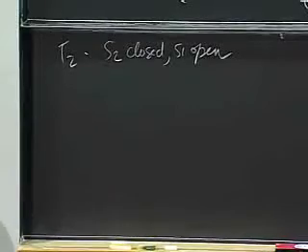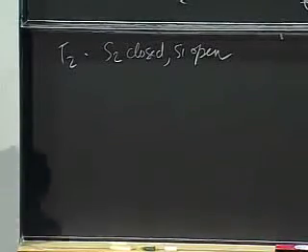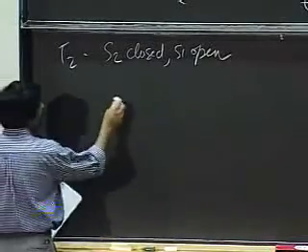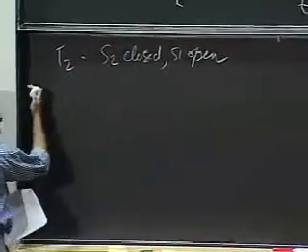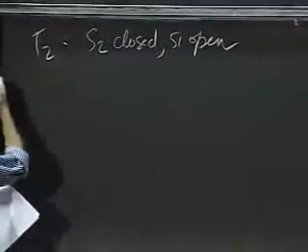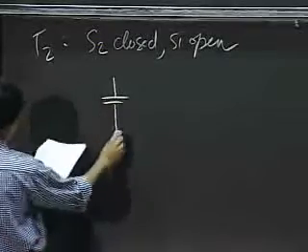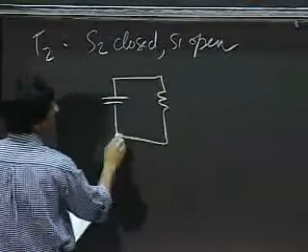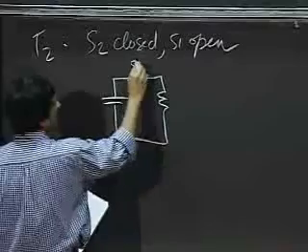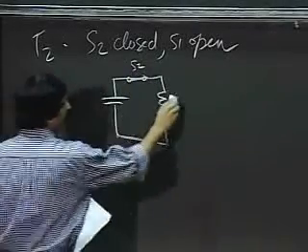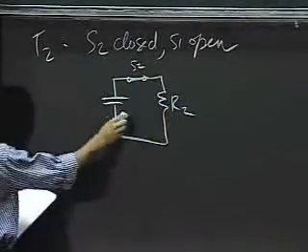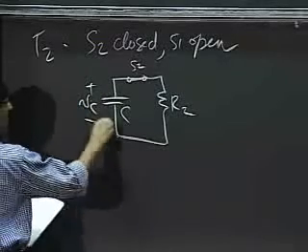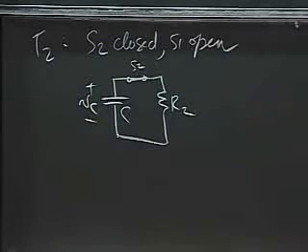Let's look at the second part of the cycle when S1 is open and S2 is closed. The left-hand part of the circuit can be ignored, and I can focus on this part. So S2 is closed. This is R2, my capacitor. This is VC. This is the circuit of interest.